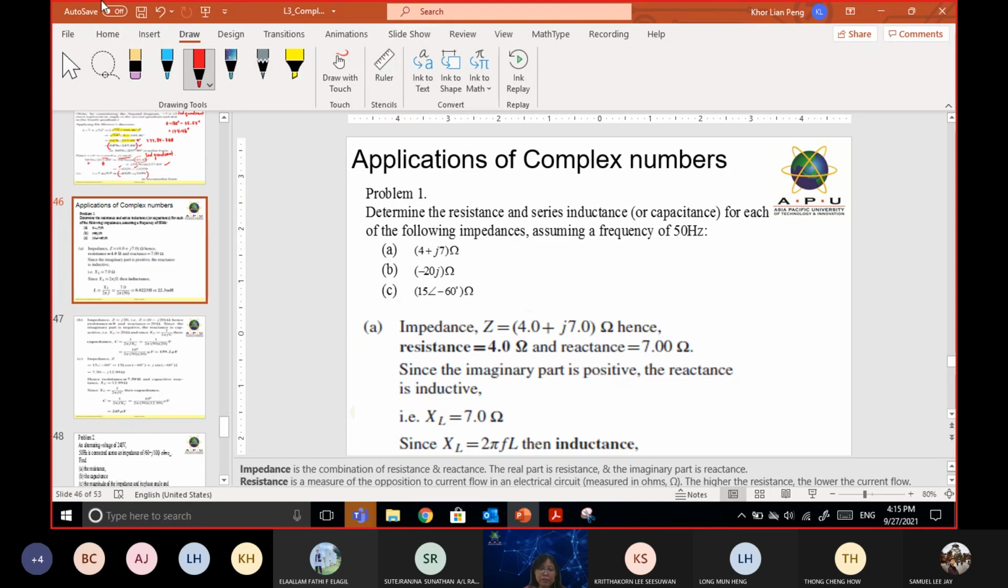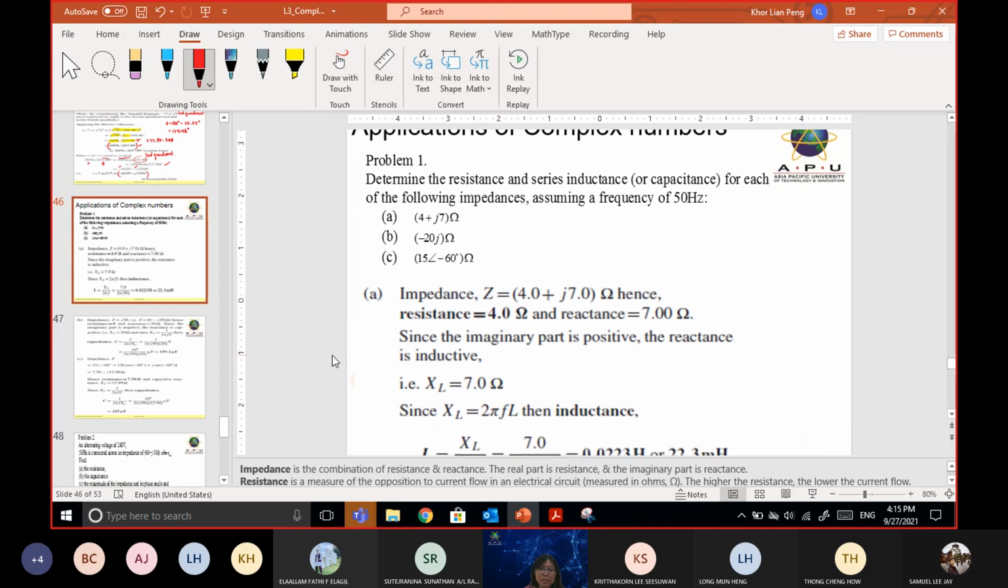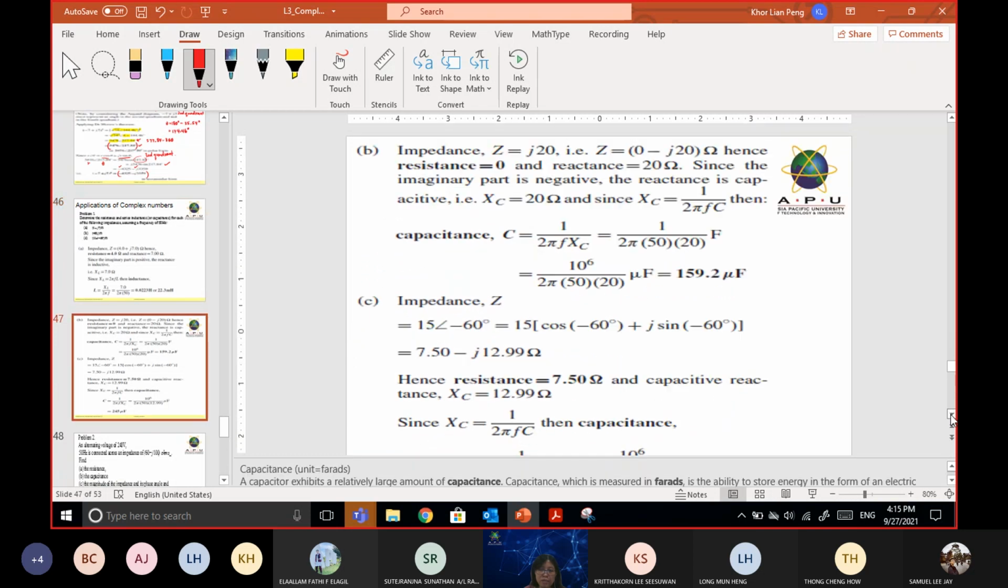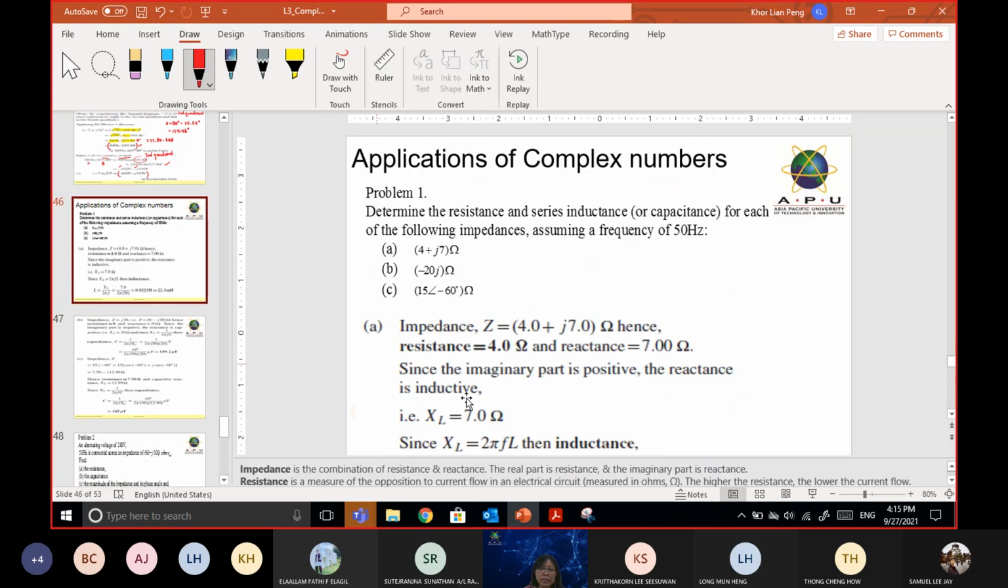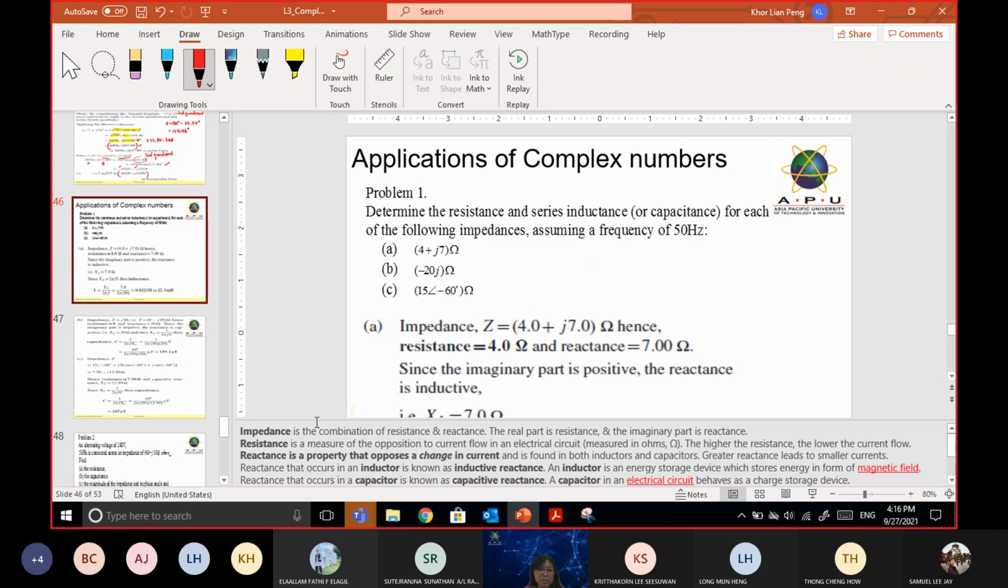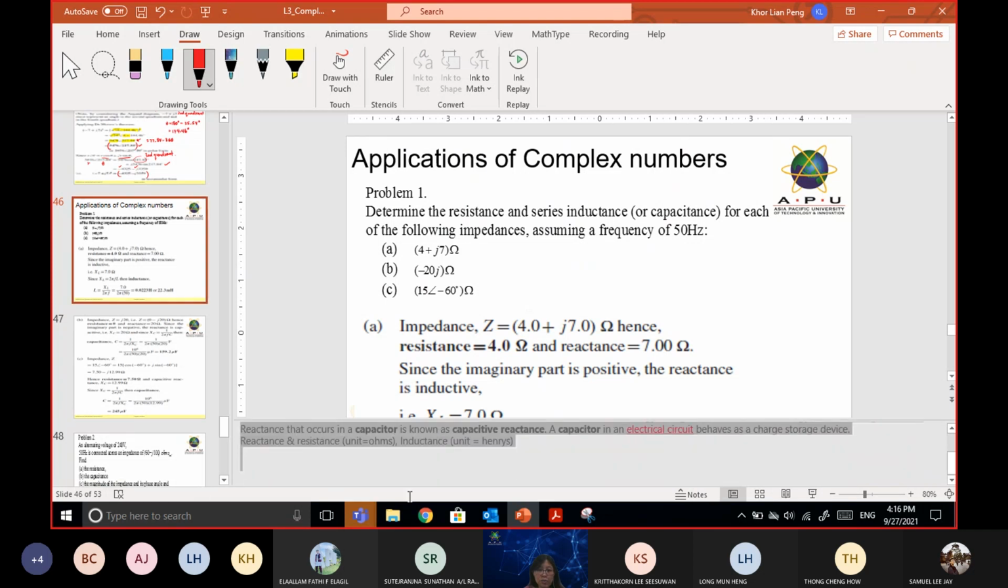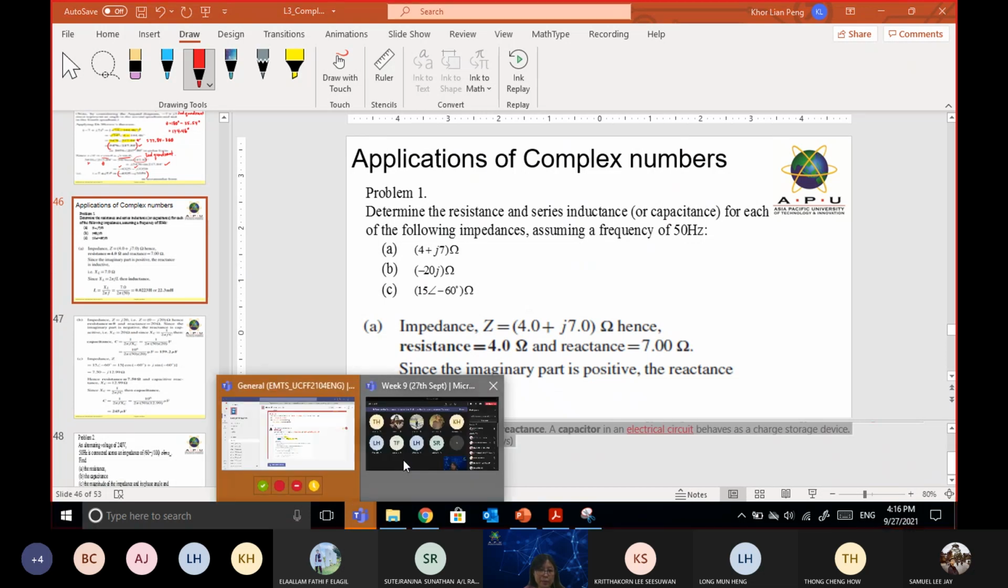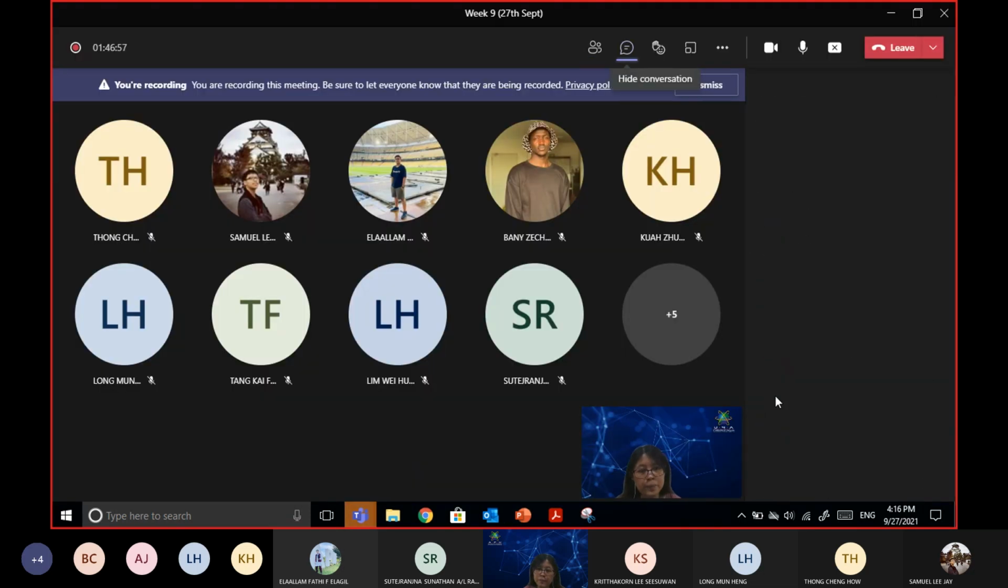Actually, I have a few links that can be your reference regarding resistance, reactance, and so on. But I'm not sure whether you have gone through this in your engineering modules this semester. Maybe you already have some basic ideas on this one. This one is for your reference. Maybe I put it in the chat box.